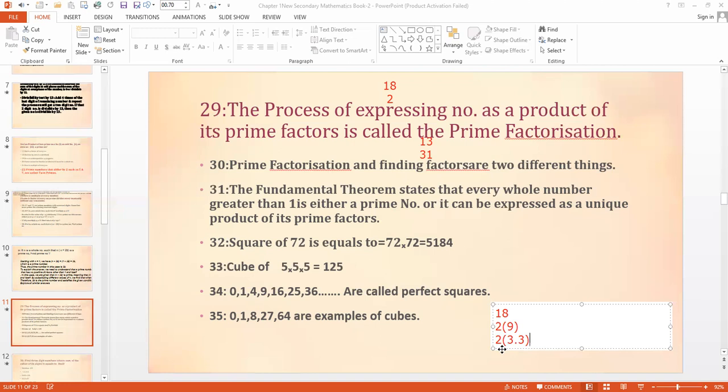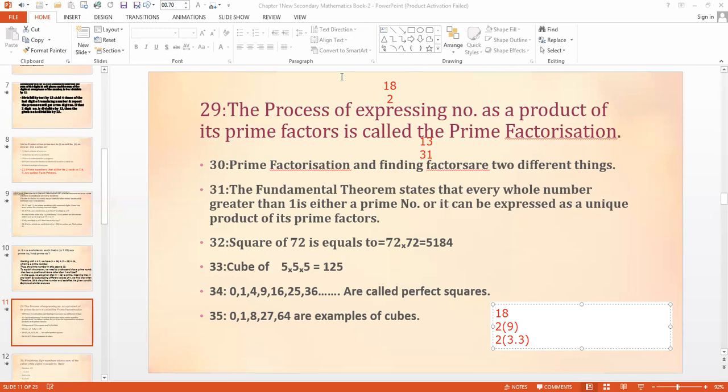2 is a prime number. Why is 2 a prime number? Because it has only 2 factors, 1 and itself. Similarly, 3 is a prime number because it has only 2 factors, 3 and 1. So this means 18's factors 2, 3 and 3 are prime factors. This procedure is called prime factorization.